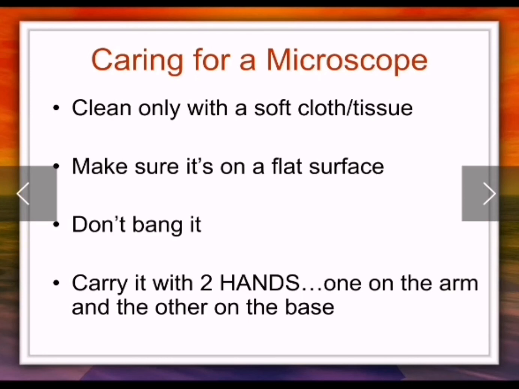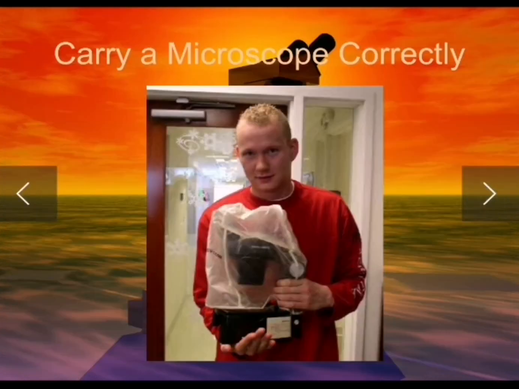Caring for a microscope. How do we care for a microscope? Clean only with a soft cloth or tissue. Make sure it's on a flat surface to avoid falling on the ground. Don't bang it. Don't push it too hard. Carry it with two hands, one on the arm and the other on the base. You must put your hand under the microscope. Carry the microscope correctly, like the student in this picture.